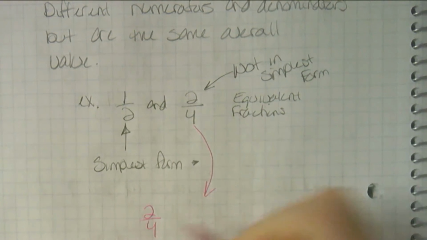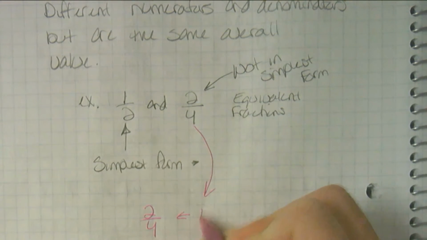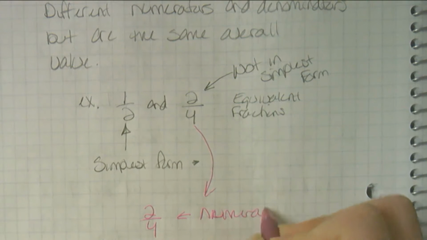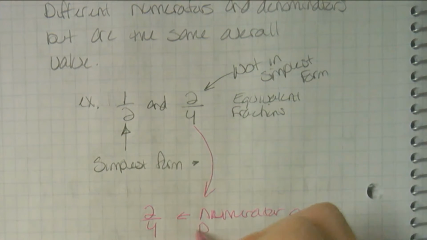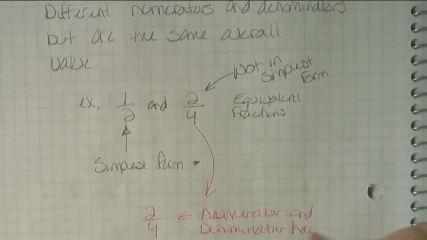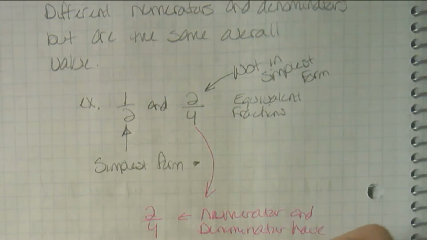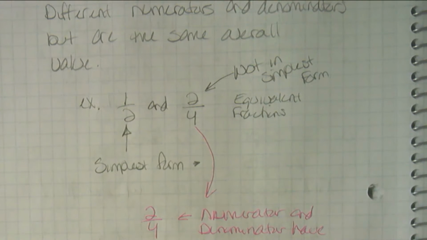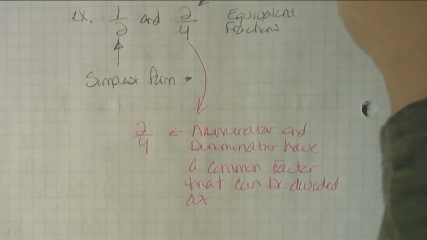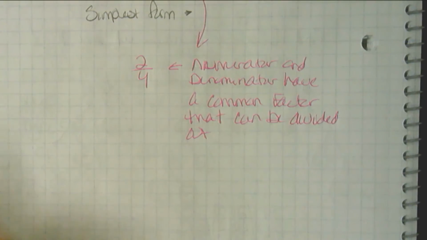My 2/4, this has numerator and denominator that have a common factor that can be divided out. So that 2/4, the 2 and the 4 have a common factor that we can divide out.